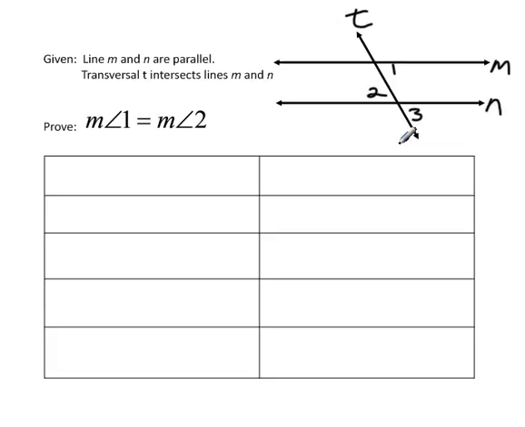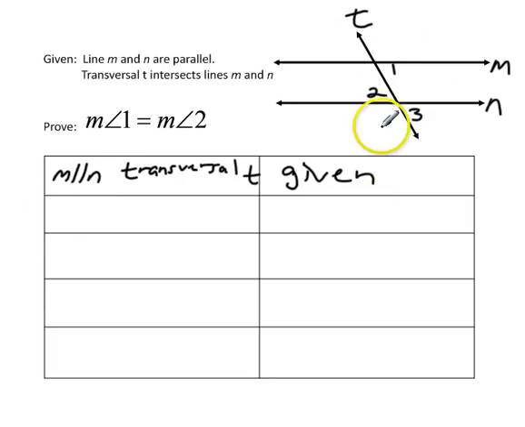So what we're going to do is write out this proof. We start out with the given. Line M is parallel to line N, and we have the transversal T. So we know that they're both intersected by the same line. That's given. Then we said angle 1 and angle 3 are corresponding angles. And since the lines are parallel, that means they're equal. So we're going to say the measure of angle 1 is equal to the measure of angle 3.